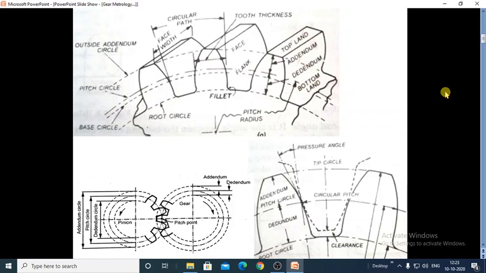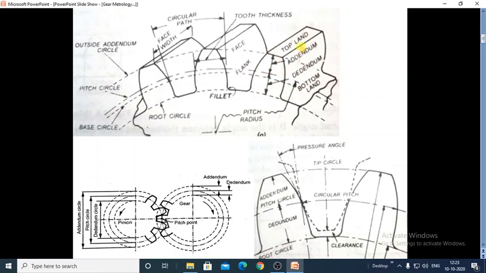Now let us see further the terminology of gear tooth. First, let us see the addendum. Addendum is nothing but the radial distance from the pitch circle to the tip of the tooth. It is the radial distance between the pitch circle and the tip of the tooth. Its value is equal to 1 module.